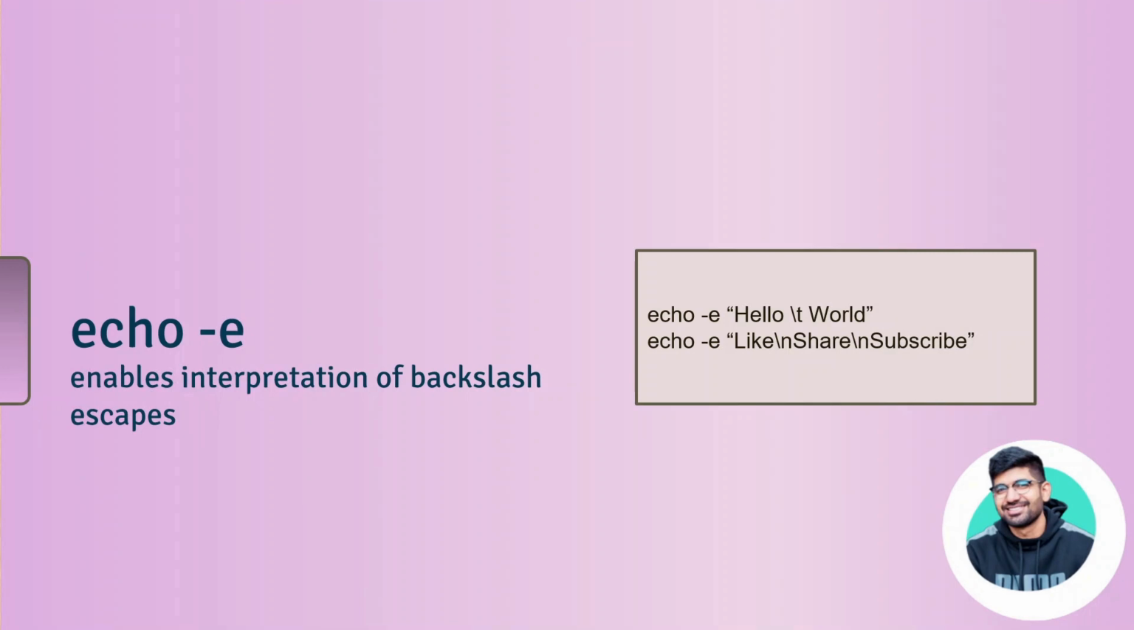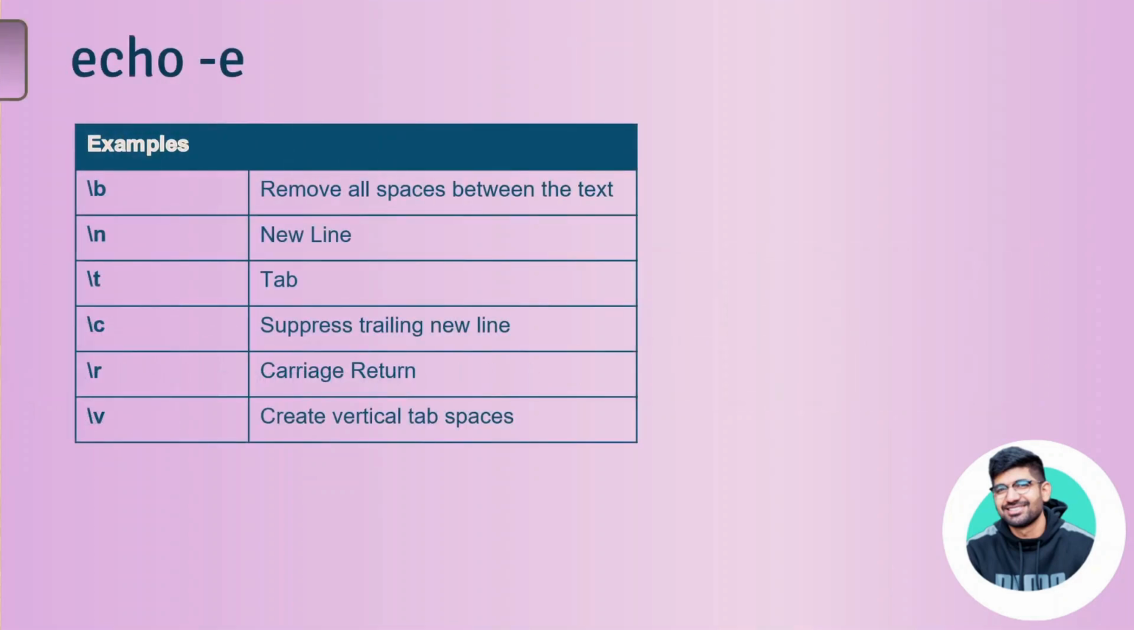Next is echo -e, which enables interpretation of backslash escapes. And here you can see all the backslash escapes which you can use with the -e option. So first is \b, which removes all the spaces between the text. \n is for new line, \t is for tab, \c for suppressing the trailing text. \r is for carriage return, \v for creating vertical tabs. So let us see a few of them with examples.